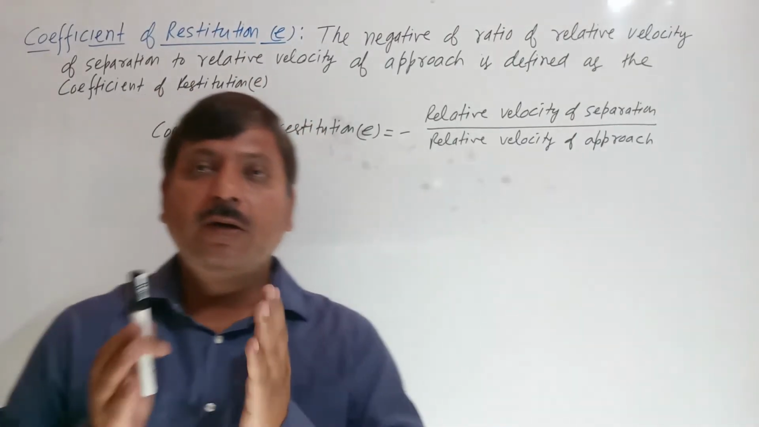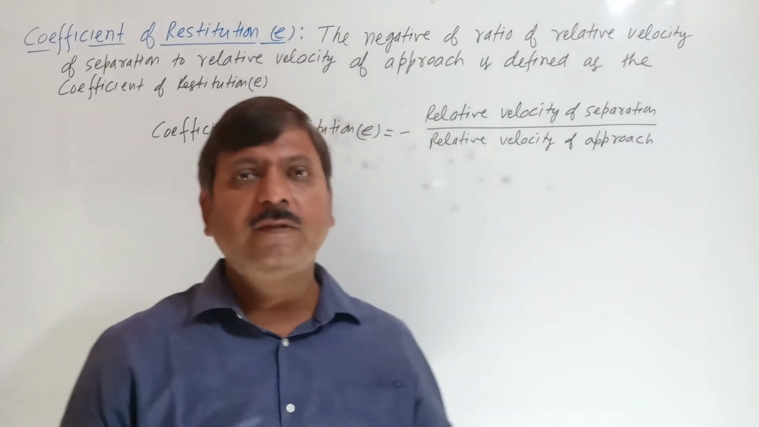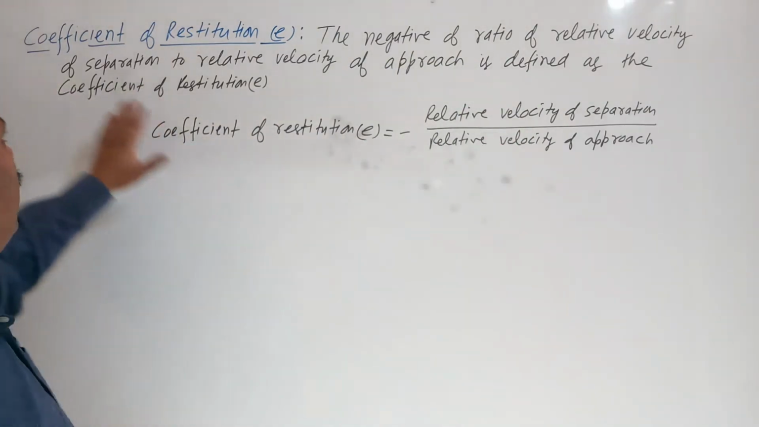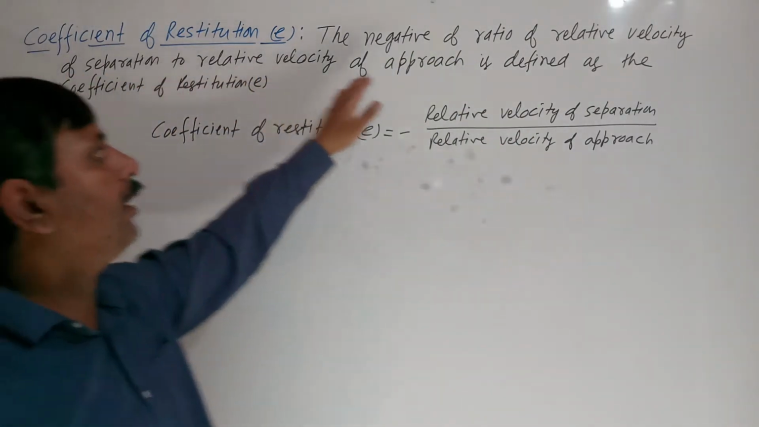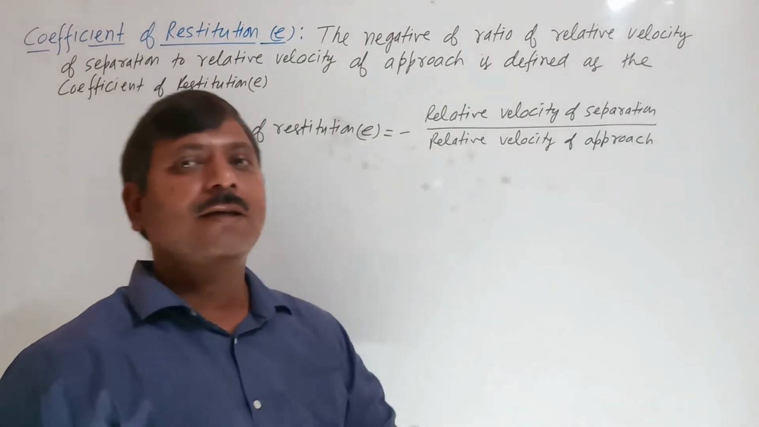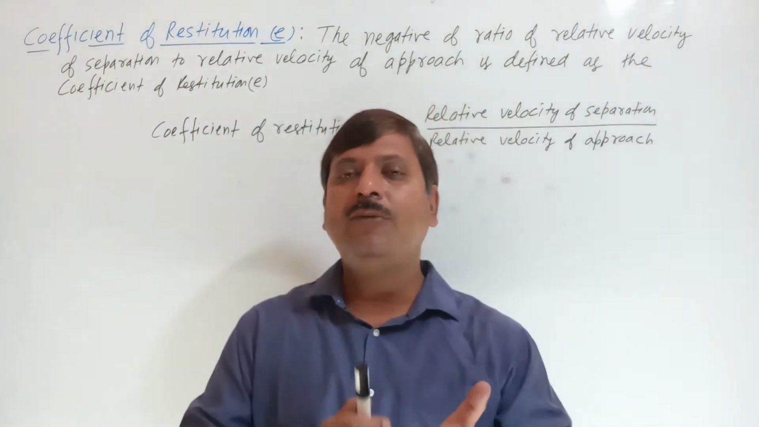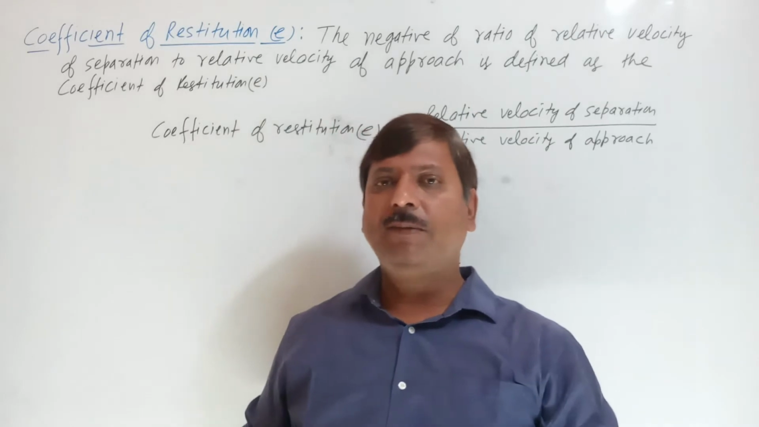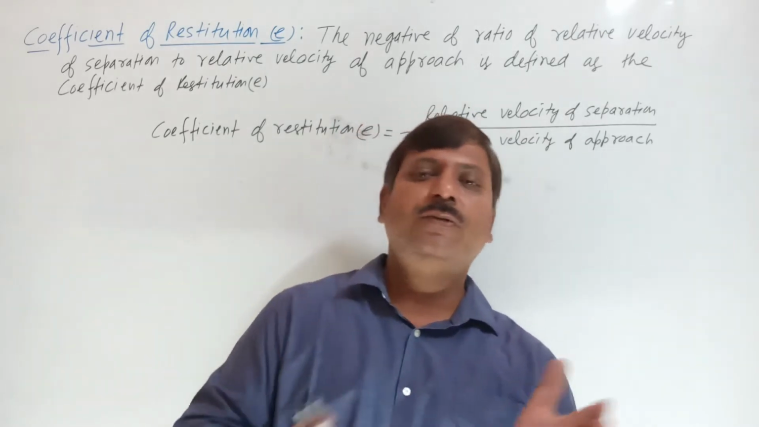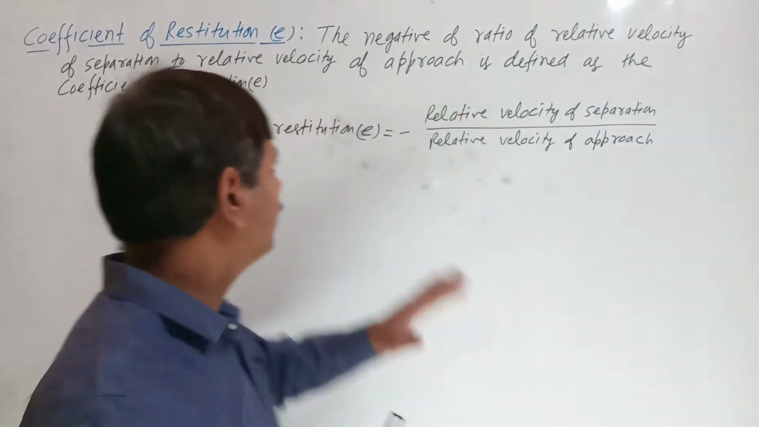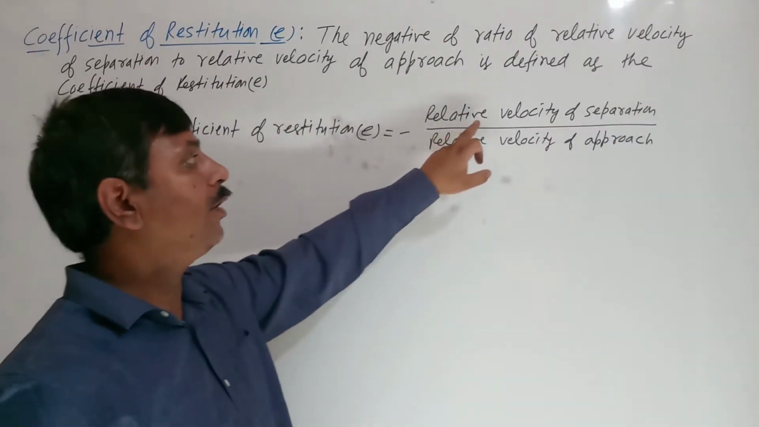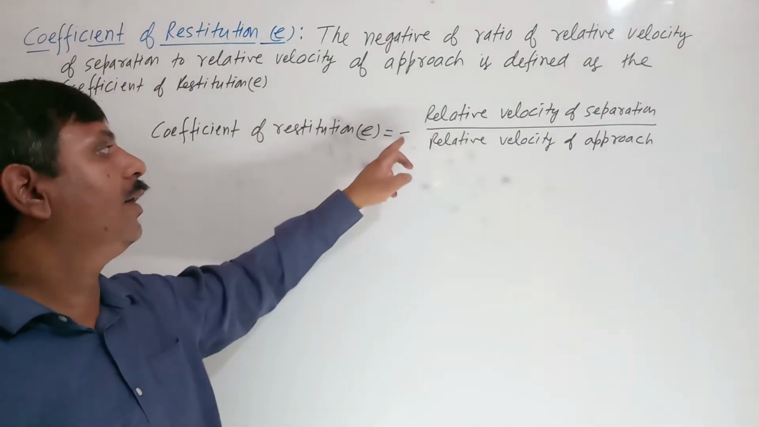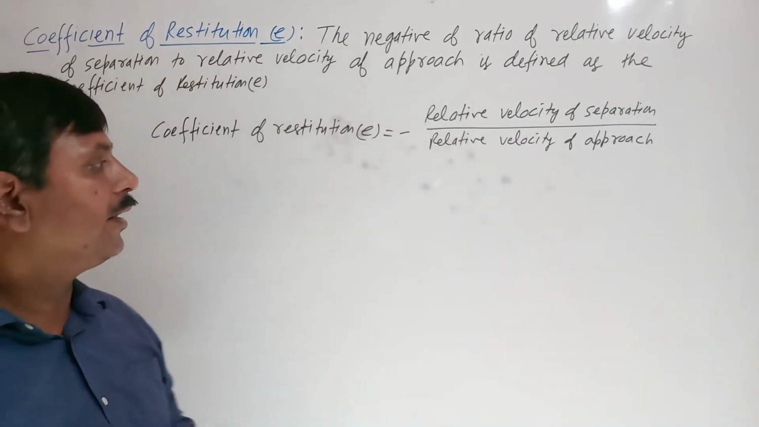सी व्हाट इज कोफिशिएंट ऑफ रेस्टिट्यूशन? कोफिशिएंट ऑफ रेस्टिट्यूशन मीन द नेगेटिव ऑफ द रेशियो ऑफ रिलेटिव वेलोसिटी ऑफ सेपरेशन टू रिलेटिव वेलोसिटी ऑफ अप्रोच. देखो बेटा, रिलेटिव वेलोसिटी ऑफ सेपरेशन और रिलेटिव वेलोसिटी ऑफ अप्रोच, उनका रेशियो होगा, लेकिन उसका हम नेगेटिव साइन लेते हैं. तो व्हाट इज कोफिशिएंट ऑफ रेस्टिट्यूशन? रेशियो ऑफ रिलेटिव वेलोसिटी ऑफ सेपरेशन टू रिलेटिव वेलोसिटी ऑफ अप्रोच. इट इज नेगेटिव साइन ऑफ दैट, इट इज डिनोटेड बाय E.